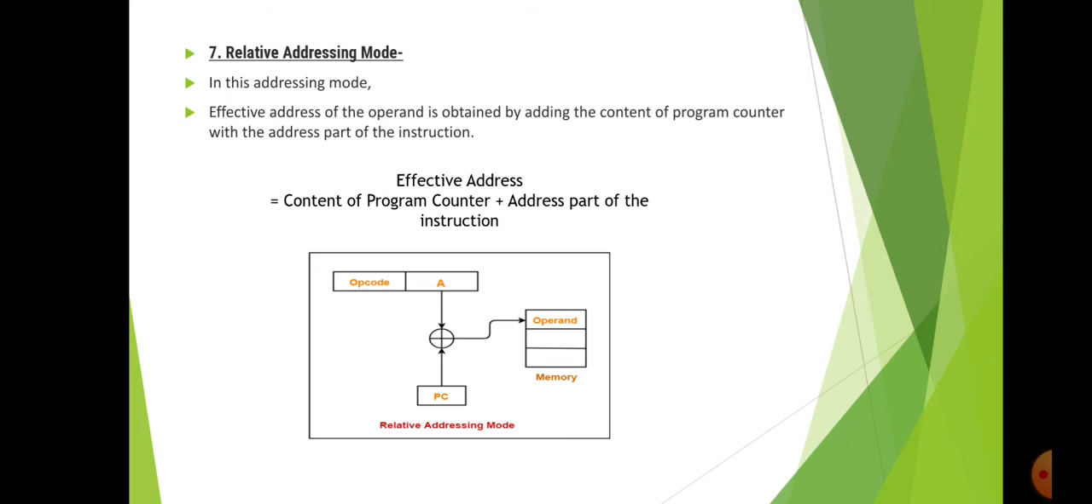Next, relative addressing mode. In this addressing mode, the effective address of the operand is obtained by adding the content of the program counter with the address part of the instruction.